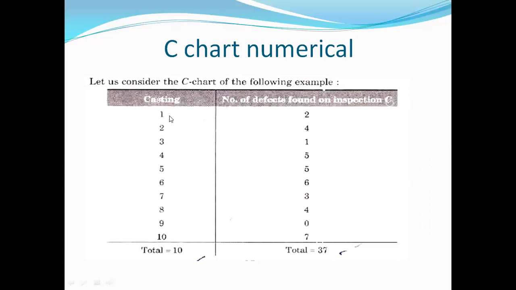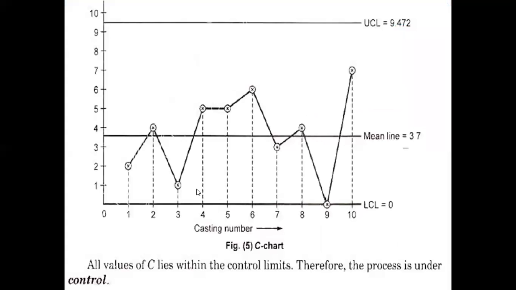For the second, the number of defects will be 4. Similarly, for the third up to the 10th sample, and by joining the points with a line we obtain this type of graph. Likewise, as in the P chart, all the values of C lie within the control limits. Therefore, the process is under control because, as you see from the graph, none of the points exist above the UCL and below the LCL. So all the processes producing such samples will be in control.